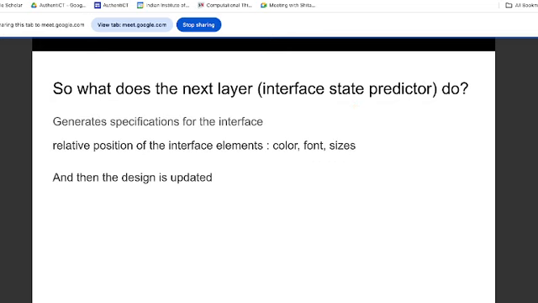So the next layer, that is the interface state predictor, what does that do? It generates specification for the interface. It decides the relative position of the interface elements, for example the color, fonts, font styles, font sizes, the text sizes, and then the design is updated once the user state predictor gives input to the interface state predictor. We update these layout elements, and then we show the application layer to the user through renderer.